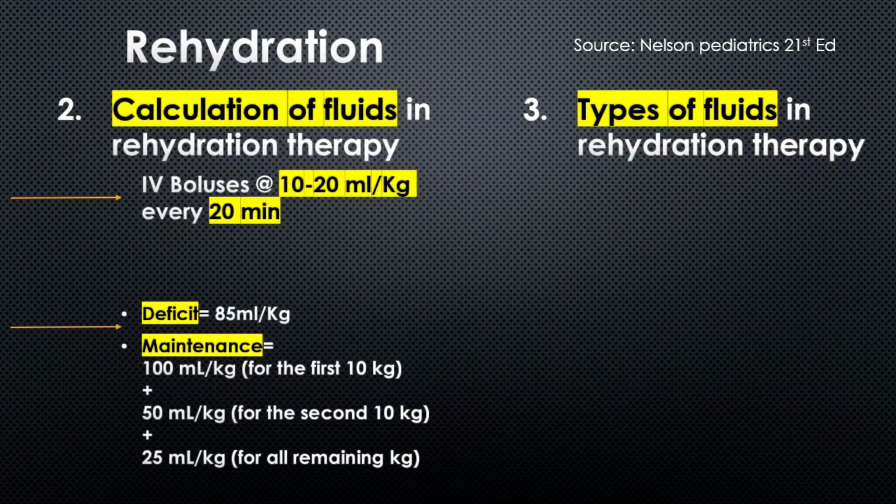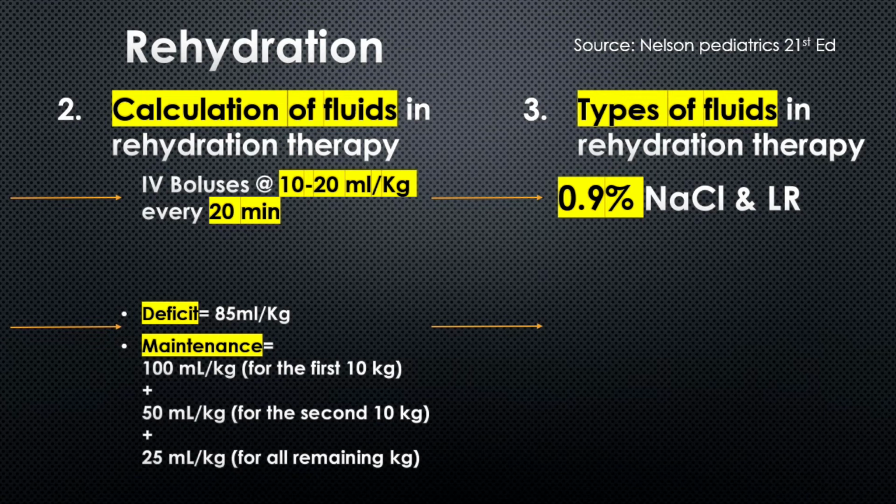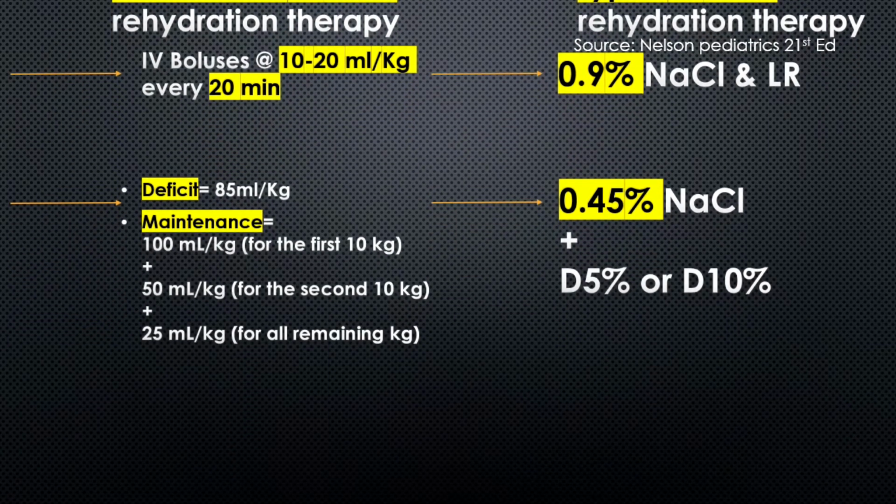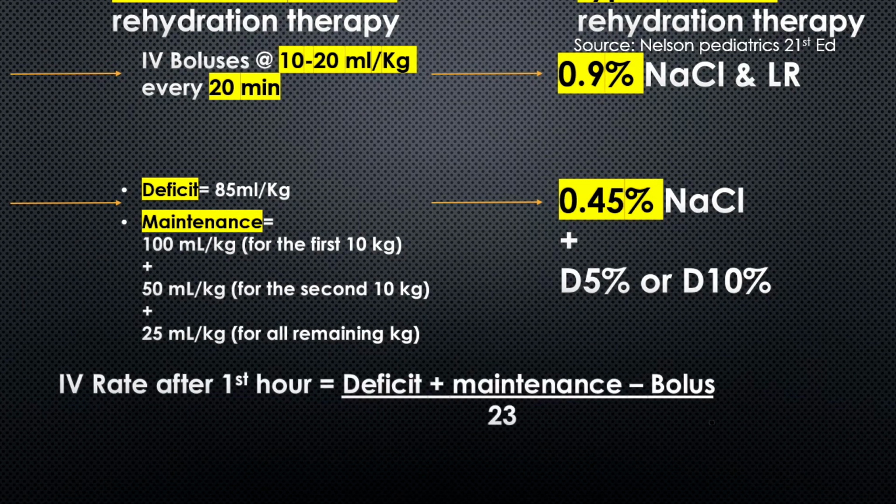So what are the types of fluids used in rehydration therapy? For the first part, for correction of shock, we have to use 0.9% NaCl or ringer lactate. For correction of deficit and the maintenance, we can give 0.45% NaCl along with D5% and D10% according to the sugar level of the individual. So the calculation of IV rate is done with this formula, which includes the deficit plus the maintenance minus the bolus, divided by 23.